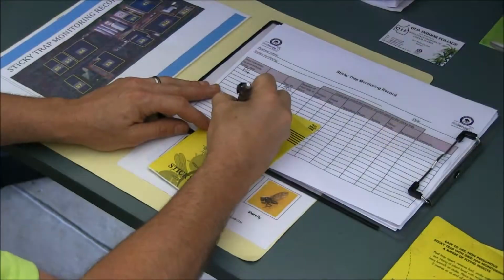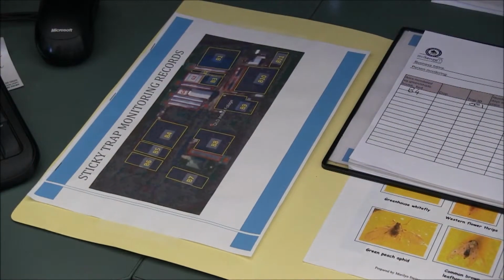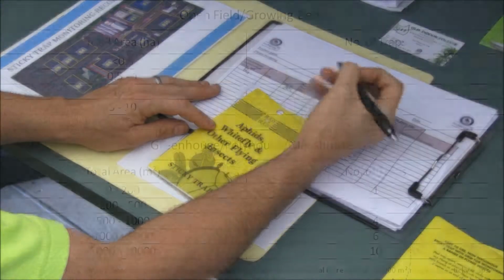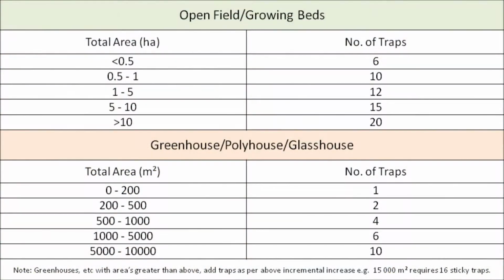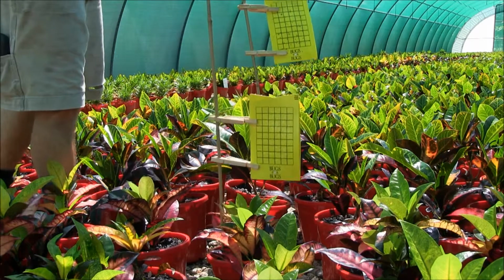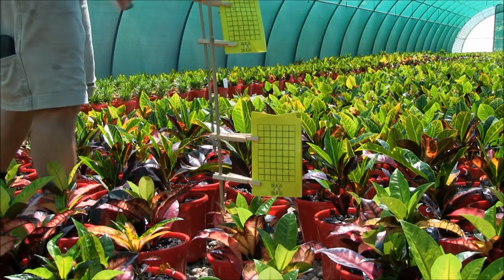Each sticky trap should be numbered and identified on a map or plan prior to being placed in the field or greenhouse. The following table details the minimum placement rate for sticky traps in different growing areas. Check the sticky traps for insects at least weekly. 2 to 3 times a week is advisable during high-risk periods.